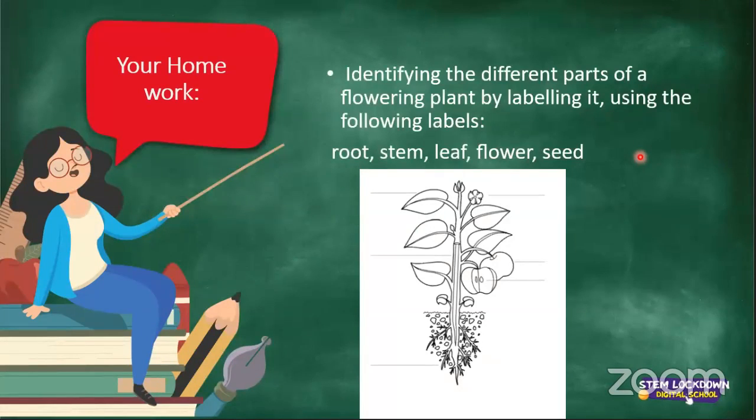Now this is going to be your homework. You have to identify the different parts of a flowering plant by labeling it. And you will use the 5 labels: root, stem, leaf, flower, and seed. You can draw the plant if you want, that would also be good. But remember what I said about labels. You need to use a ruler, or you can do it on a computer with straight lines, and then just add the labels.